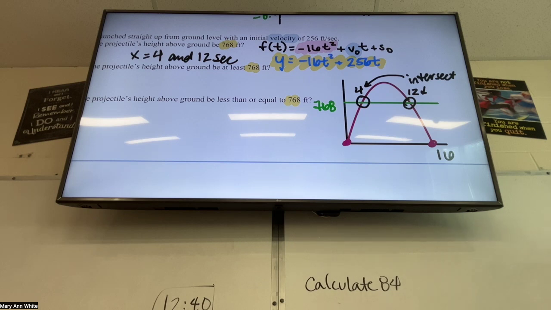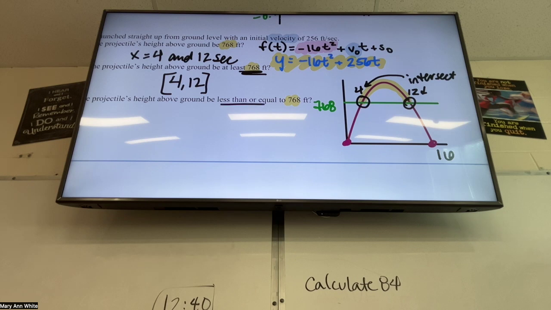Above, right? Now, when I say at least, I like to put this in terms of something we're used to. What happens if I want at least an 80% on this test on Thursday? Am I okay with an 80? Yeah, at least. I'll take an 80, I'll take an 81, I'll take a 90-something. Will I take a 77? No. So I want equal to or above. So when I write this in interval notation, I'm going between 4 and 12. Do I want brackets or parentheses? Brackets, because I'm okay with getting it exactly at 768 feet.